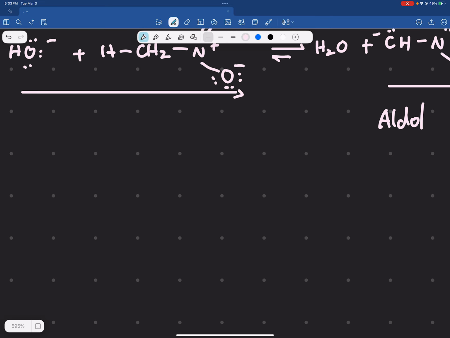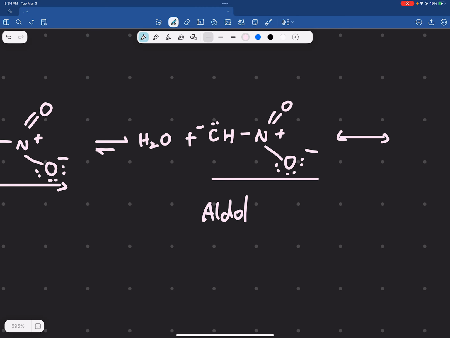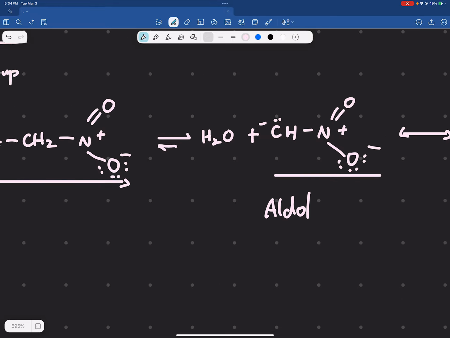One very important thing is that if we were to form an aldol product with this anion, the reduction of the nitro group in the product formed is a very convenient way to synthesize beta amino alcohols. So it's very useful in drug synthetic chemistry.